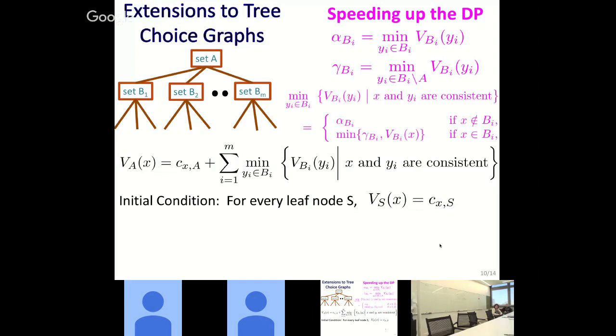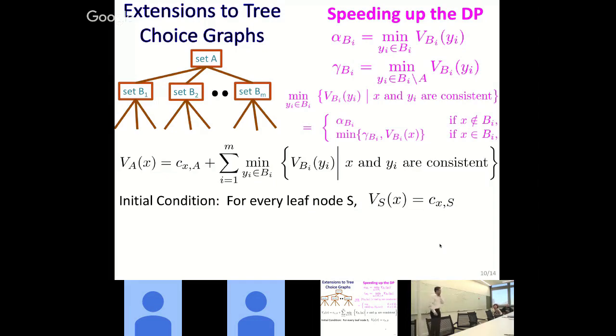Because whenever you compute this minimum, for each x is the lookup operation. Right? So for every x in an element of A, if x doesn't belong to bi, you just report alpha bi, which you have pre-computed. And if x belongs to bi, you just report the minimum of gamma bi and the v of bi. So that's a minimum of two numbers.